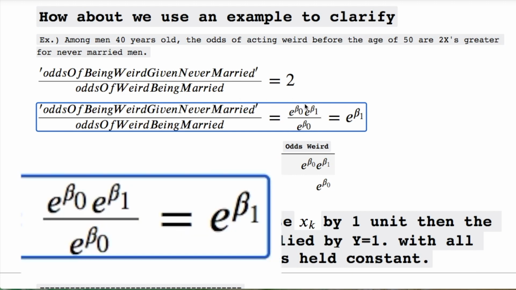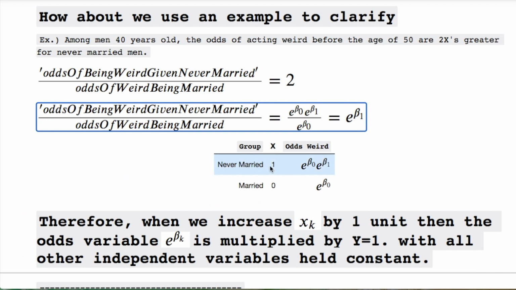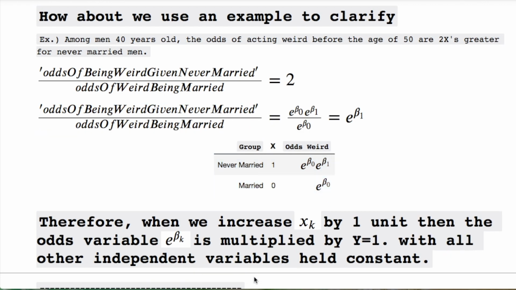Pay attention in particular to what parameters you're printing out, because for someone who's never married, and we'll give that as class 1, this right here is what it looks like for our parameter being 1, and this is what it looks like for being 0. And so therefore we can increase our x by 1 unit, which would mean that the odds, which is the exponential of our parameter, is multiplied by 1 with all other independent variables held constant.